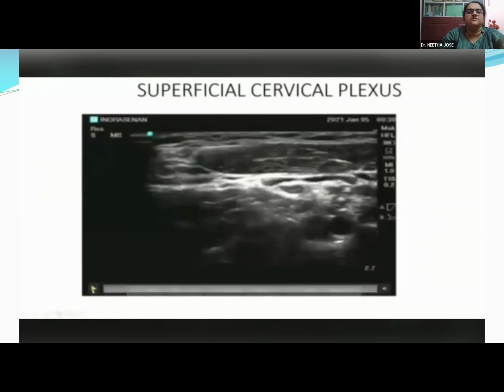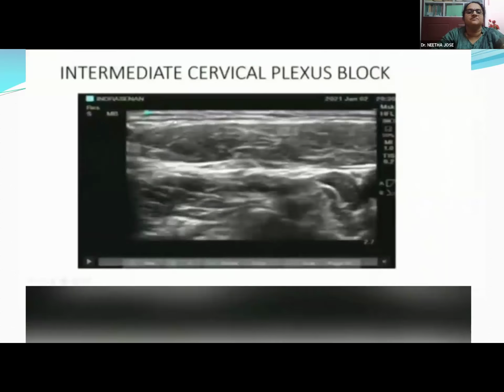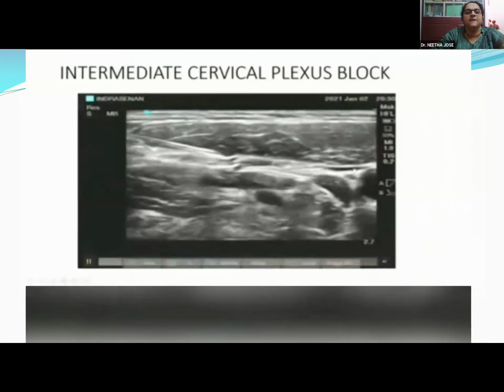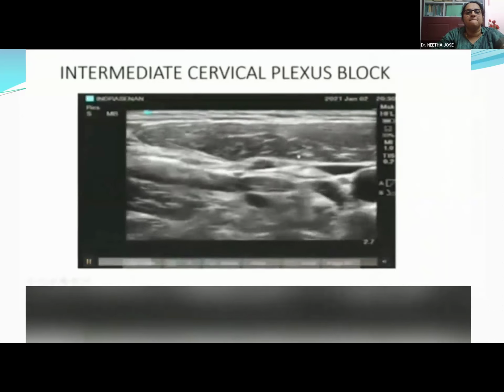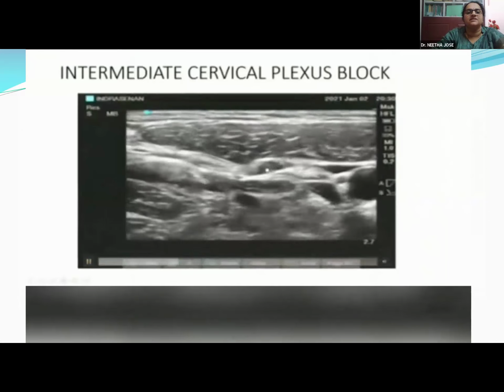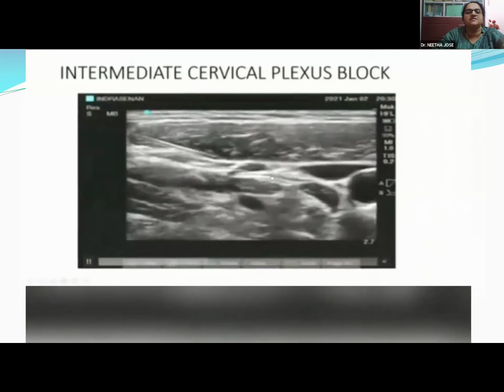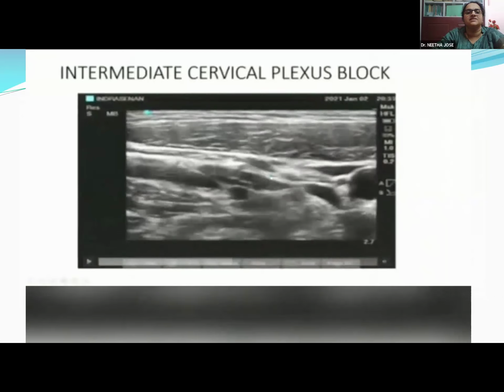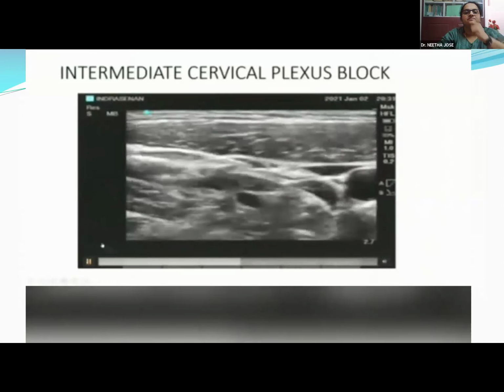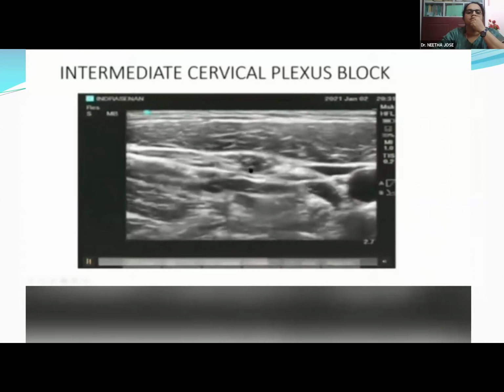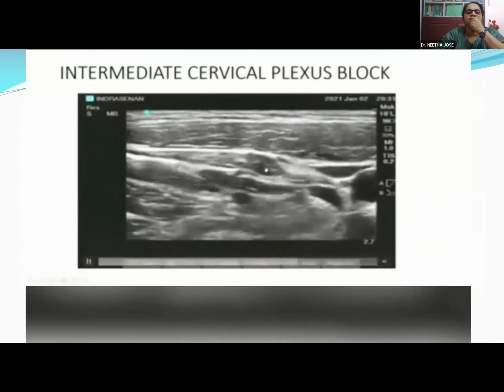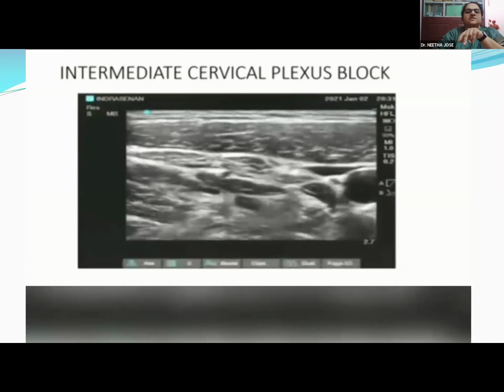Now we can move on to a video of intermediate cervical plexus block. This is the sternocleidomastoid. This is the investing layer of deep cervical fascia. And here you can see the prevertebral layer of deep cervical fascia. The needle is coming. Reaches our area of interest. And then the drug is injected. You can see the spread of the drug here. This is the intermediate cervical plexus block.